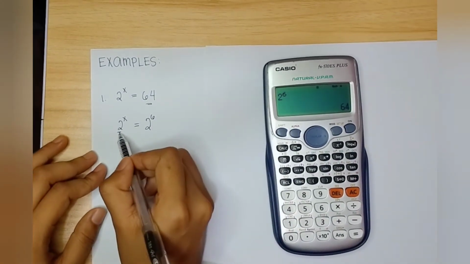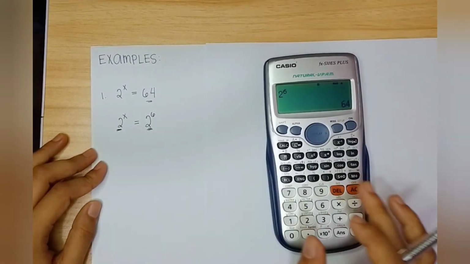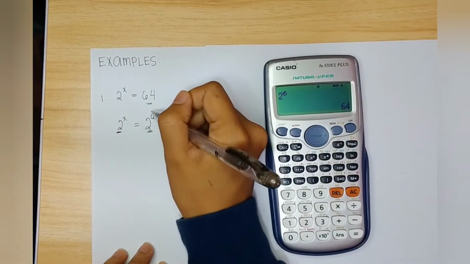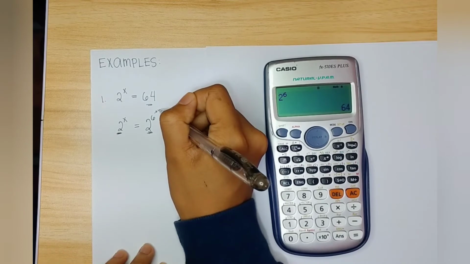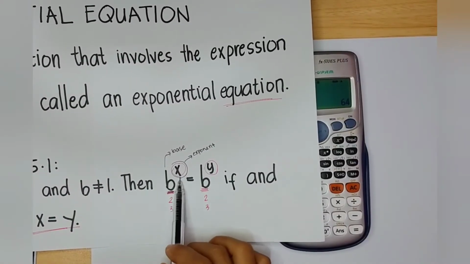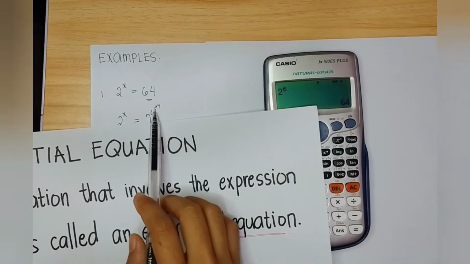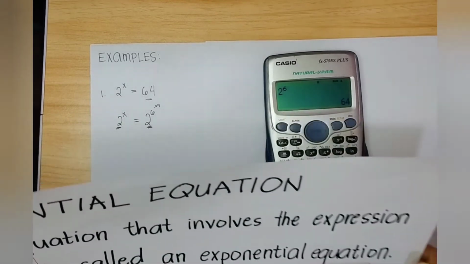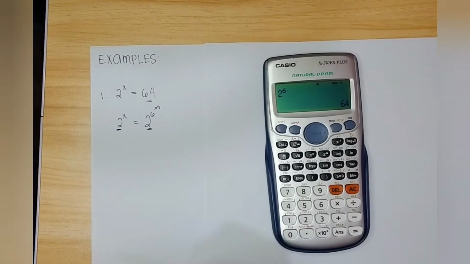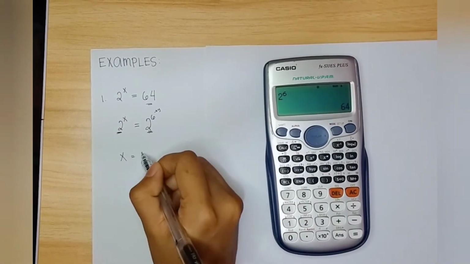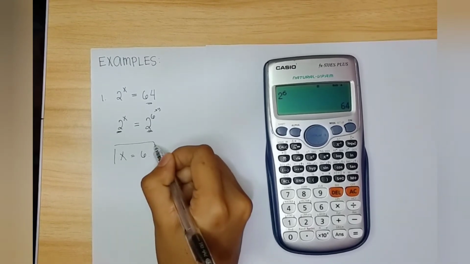So, since same na sila ng base, we can now solve for x and our y. This is our x, ito yung sa y natin, based dito sa theorem natin. So ito yung x sa kabila, then yung y naman dito, ito yun, yung exponent dito sa right side. Okay, so since equal na sila ng base, we can now solve for the value of x. So that will be x is equal to 6. So yan yung sagot natin.